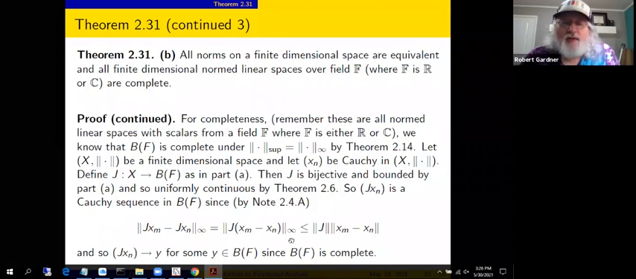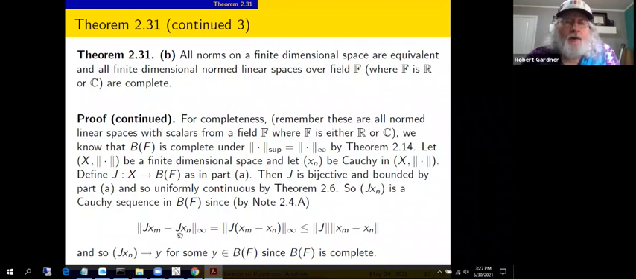We've got the sup norm, because we're talking about B of F for those vectors. We've got the operator norm, because J is an operator. And this is also a normed linear space norm. This is a norm in this linear space. That's where the vectors X sub n and X sub m came from.